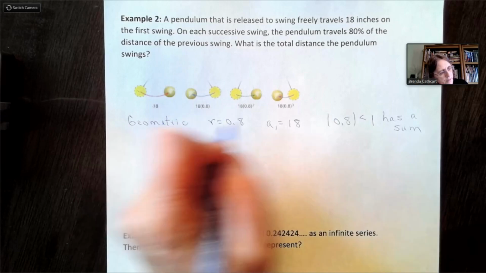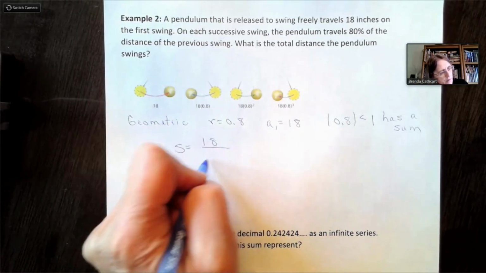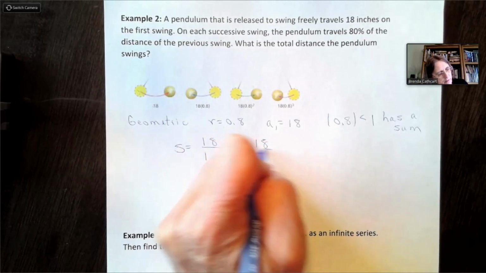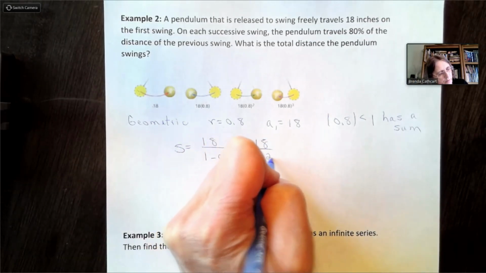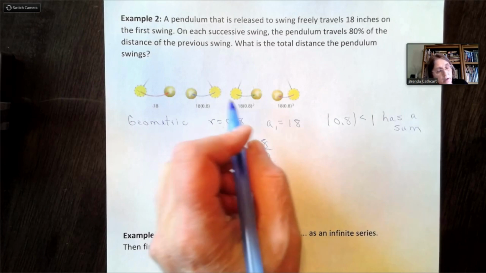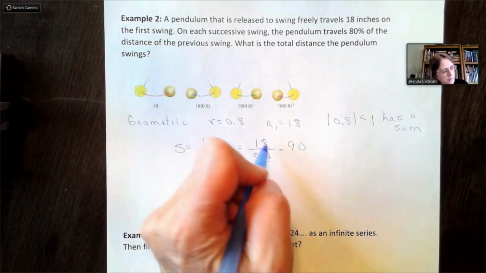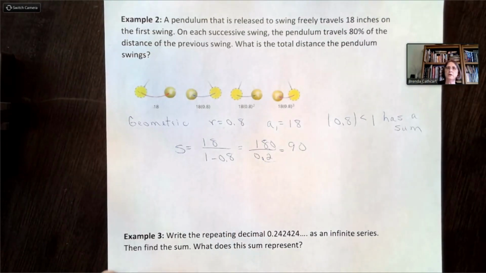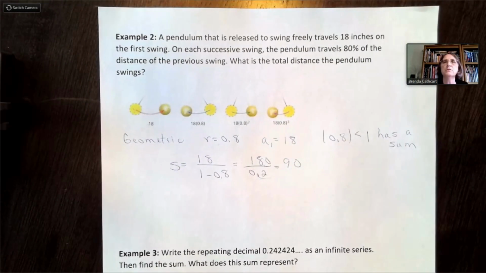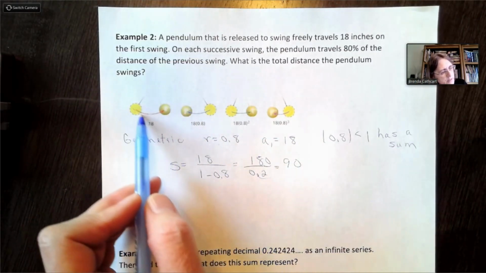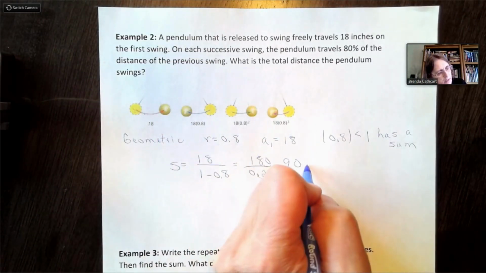Our sum then is A1, which is 18, over 1 minus R. So I have 18 divided by 0.2, so we end up with 90. Moving our decimals over, 180 divided by 2 is 90. So the total swings that the pendulum goes as it goes less and less each time is 90 inches.